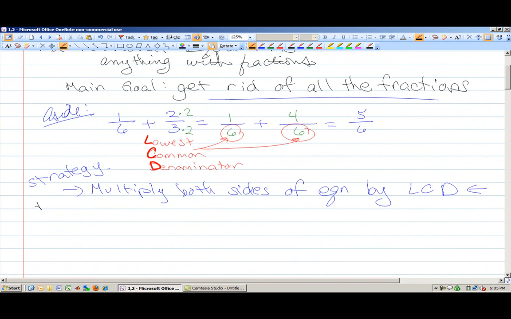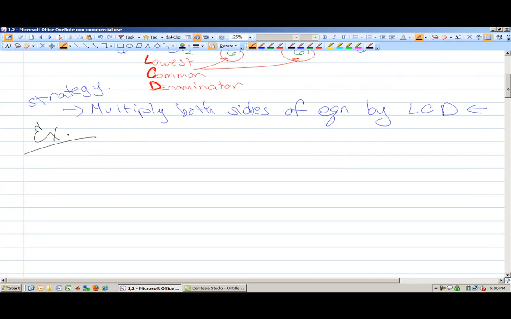So let's start off with an example. Try this one. We'll start out with x plus 2 all over 4 minus x minus 1 over 3 is equal to 2. Okay? So we want to find the LCD. So we'll take a look. What do we have here on the bottom? We have a 4 and a 3. And here, you'll remember the denominator is 1. So our LCD for this particular equation is going to be 12.